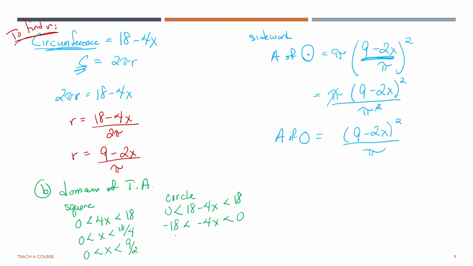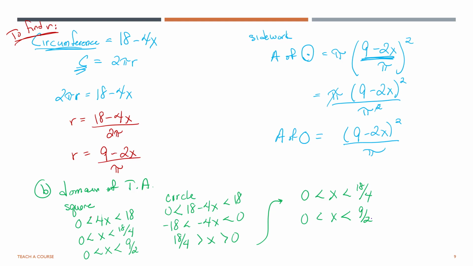Do you remember what happens to the inequality signs when you divide by a negative? Good, they flip over, which means I have 18 fourths greater than x greater than 0. I'm going to switch this around because 0 is smaller than 18 over 4, isn't it? So 0 is less than x less than 18 over 4, which means once again x has to be less than 9 over 2 and greater than 0.